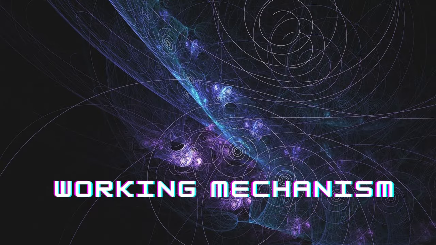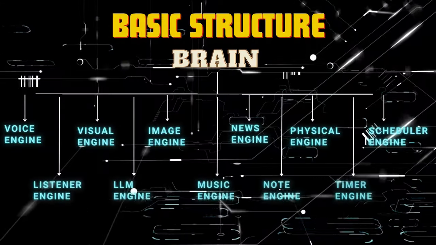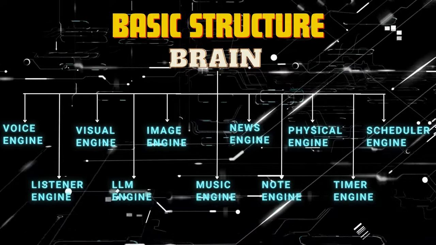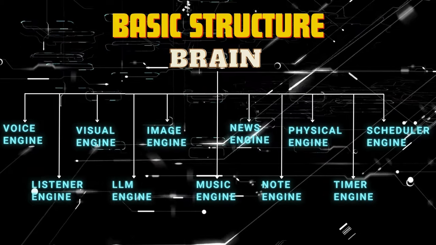Now let us take a look at how the Cyclops works. The Cyclops architecture consists of units called engines, which fulfill certain functionalities. All the engines are handled by the central unit called the brain.